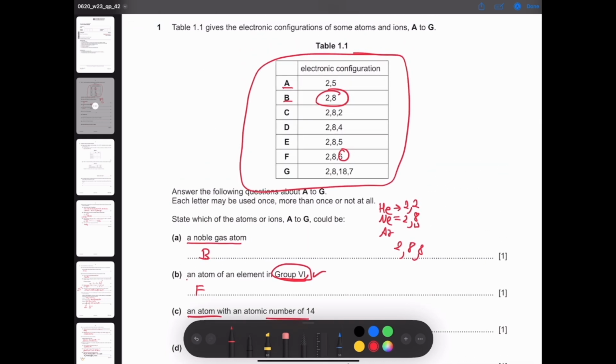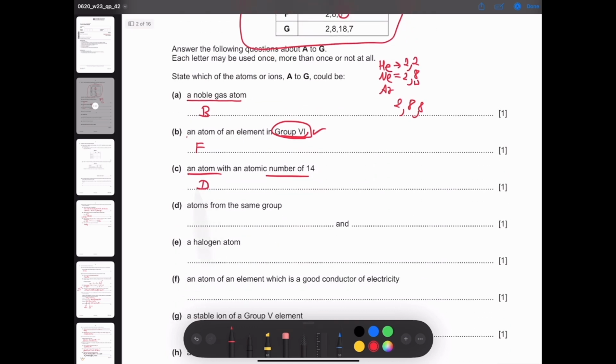Now, an atom with the atomic number 14, so you just need to look at the data and add the number of electrons, you'll get the answer. According to me, D is adding up to be 14, so the answer should be D.